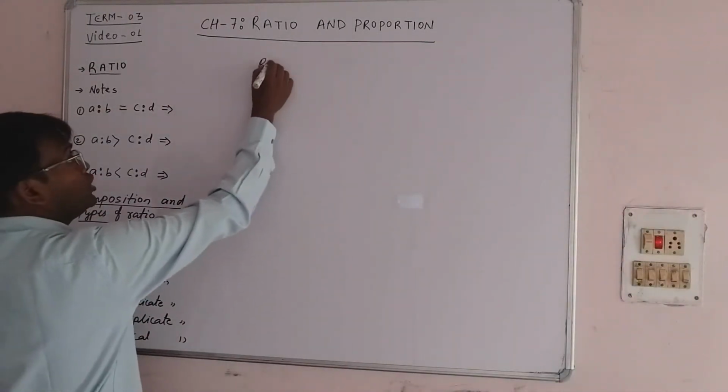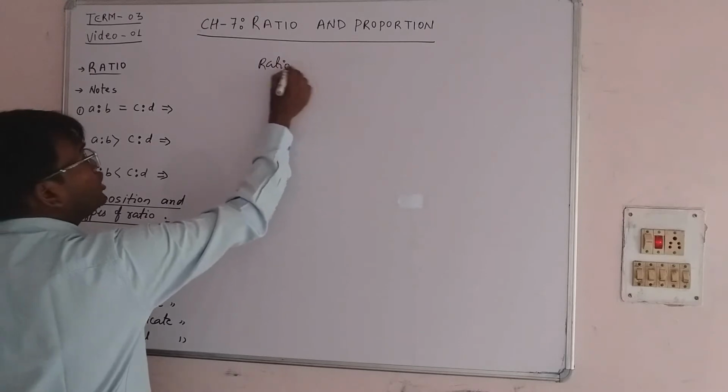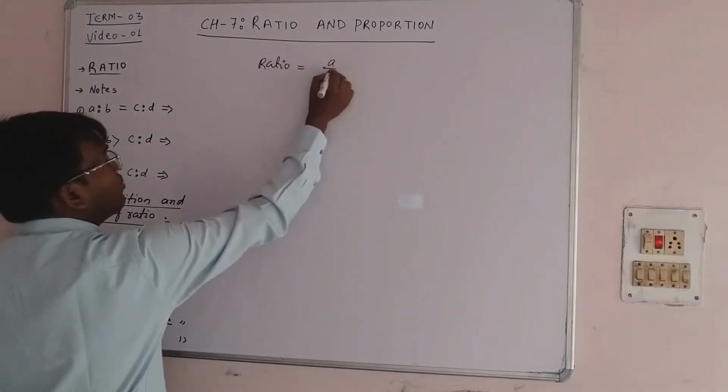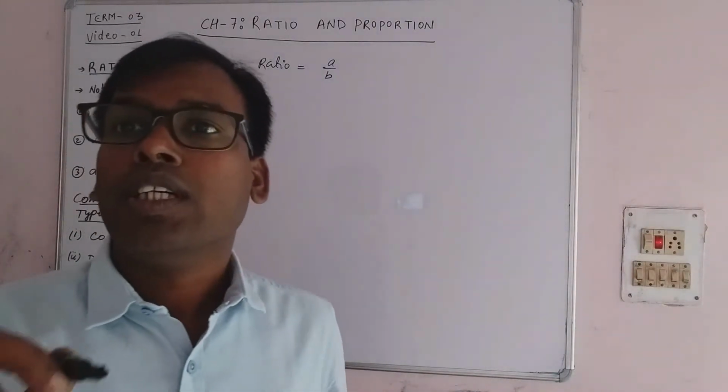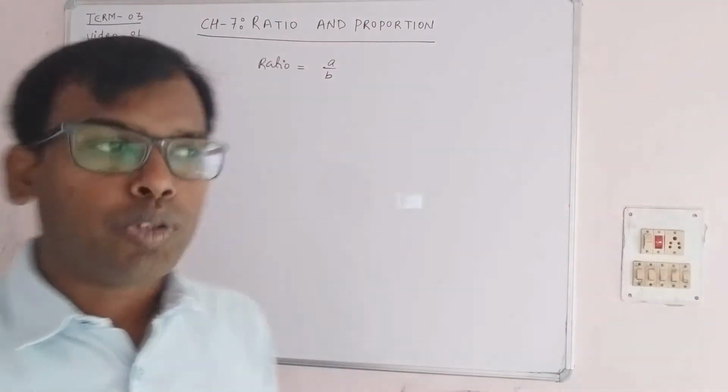See, ratio. In that case, ratio is written as A by B, where A and B are two quantities with the common unit or same unit.